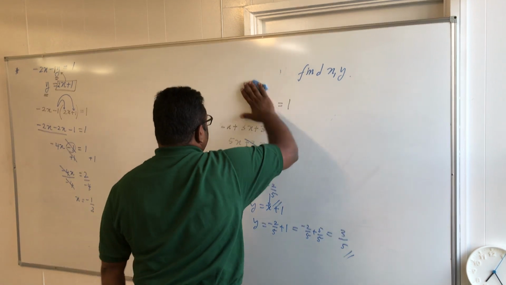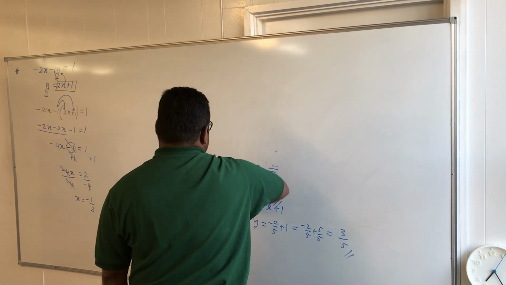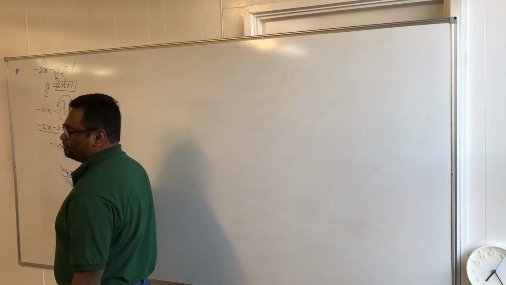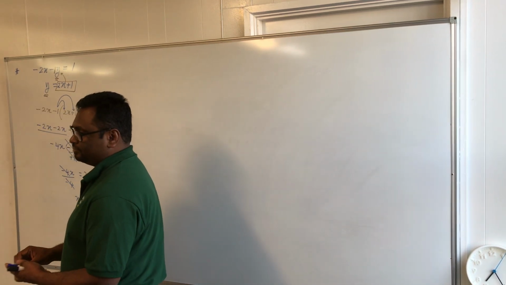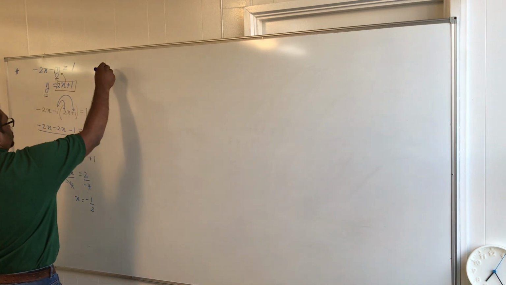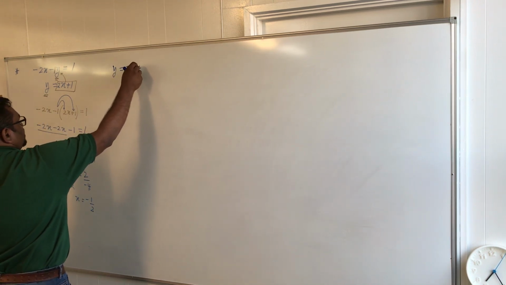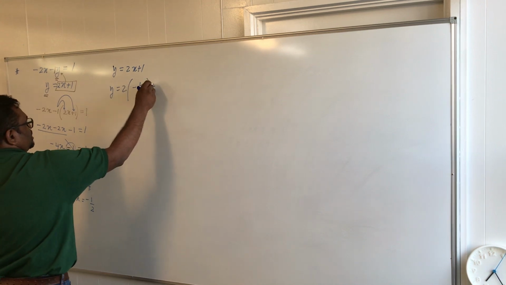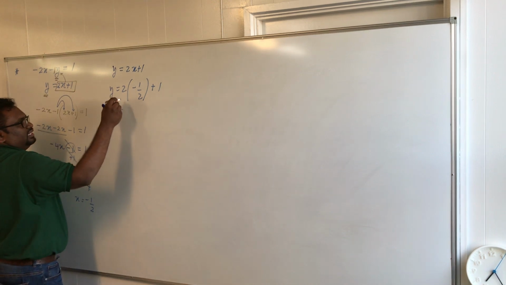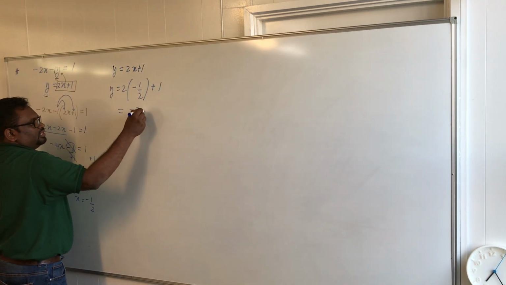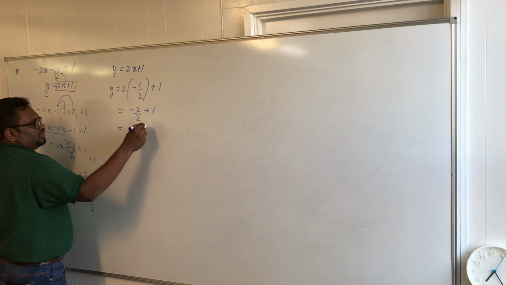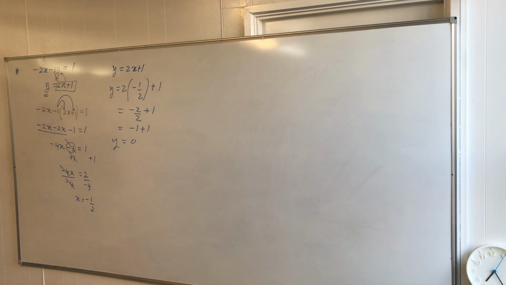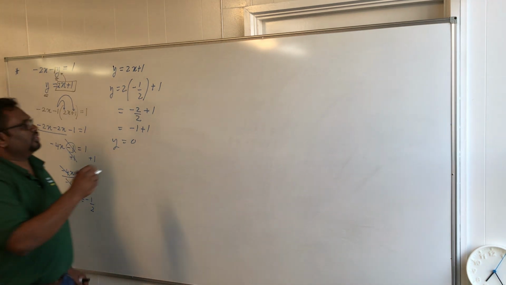So how to find x now? Sorry, x is there. How to find y now? So y is equal to 2x plus 1. So y is equal to 2 times the x value, which is minus half, plus 1. And then you can see 2 times minus 1 minus 2 divided by 2 plus 1. So it's going to be minus 1 plus 1. It's going to be 0. Okay, next question.